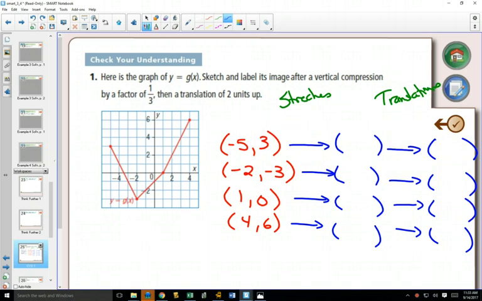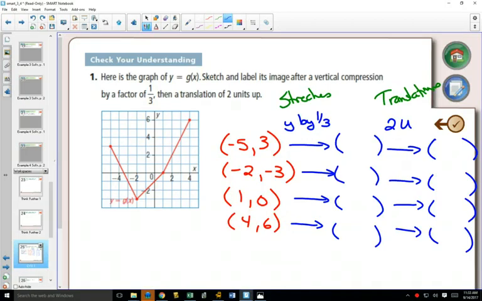So if we do that, we write above the arrow what we're going to do. What are we multiplying by? Vertical compression by a factor of 1/3. That means we're multiplying our y values by 1/3. Then a translation of 2 units up. Then we'll be doing 2 up after that.